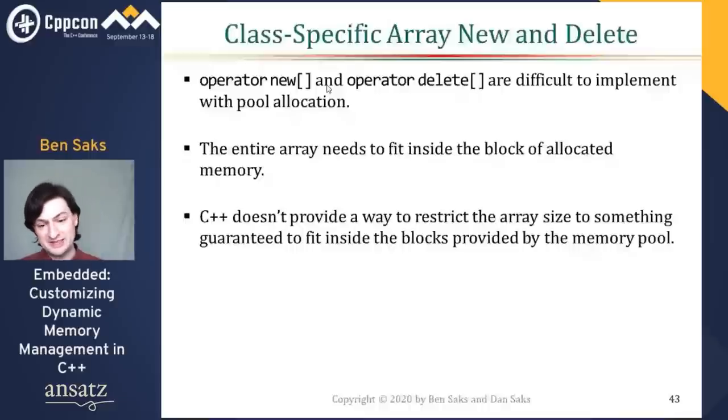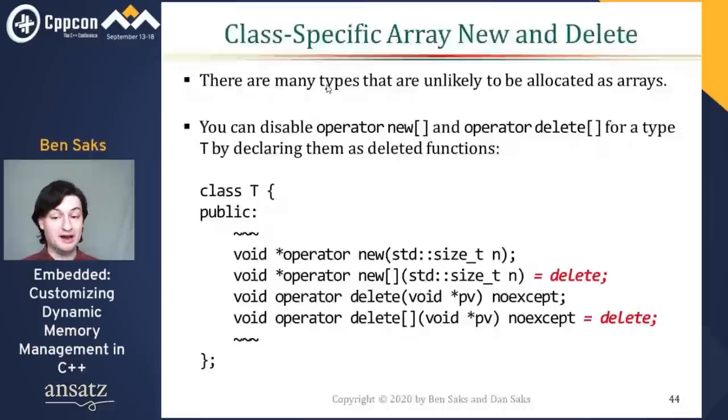Now, that said, there are a lot of types that you're probably not going to allocate in arrays. So for many cases, you can protect yourself against that by declaring operator new square bracket and operator delete square bracket as deleted functions for a type. Then you won't accidentally call the global operator new square bracket for this type when what you thought you were getting was the class-specific new. This should protect you against that.